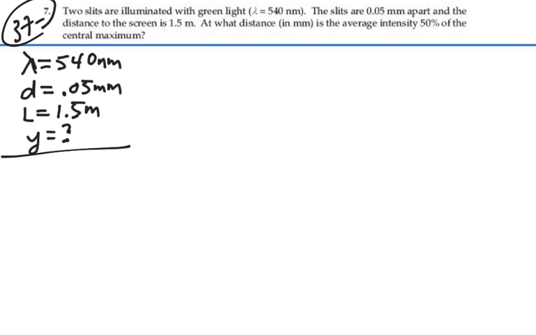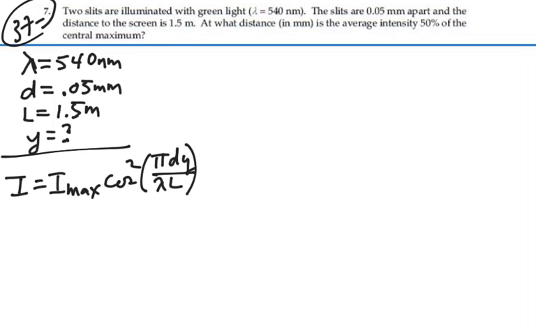Now we know in general that the intensity of the pattern is equal to the maximum intensity times the cosine squared of pi d y over lambda L. And in this case, we're told that intensity at this point is equal to 50% of the maximum. So if we compare these two equations, we can get rid of the maximum, and we have that the cosine squared of pi d y over lambda L is equal to 0.5.